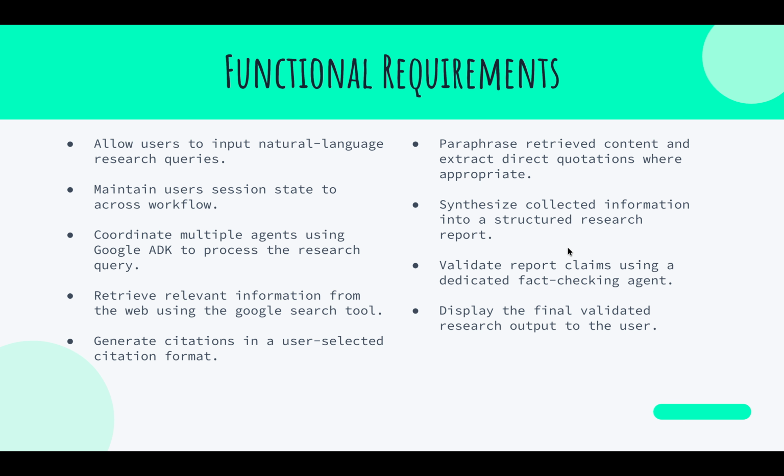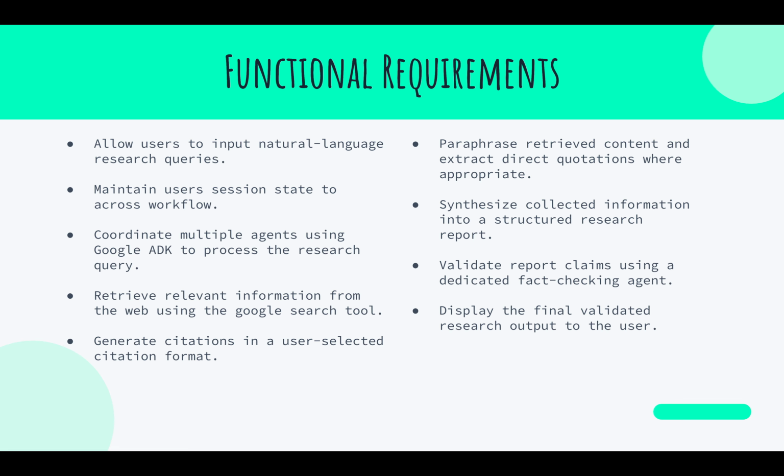Okay, so for our functional requirements, these are things that we said are necessary for our application to address our problem in the best way possible. We wanted to allow users to query our app naturally using natural language. We want to make sure that context is maintained throughout the user's session state. We also want to retrieve information using the Google search tool just to keep it in the same scope. A big one for us is generating citations in a user-selected citation format, addressing our problem as well.